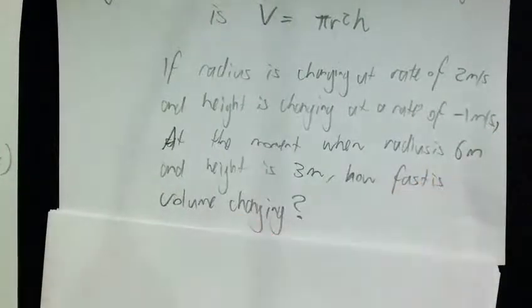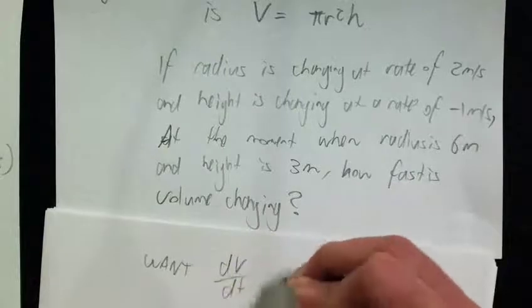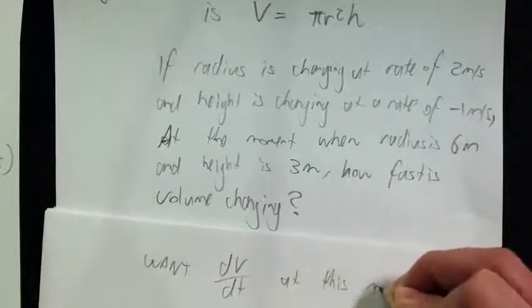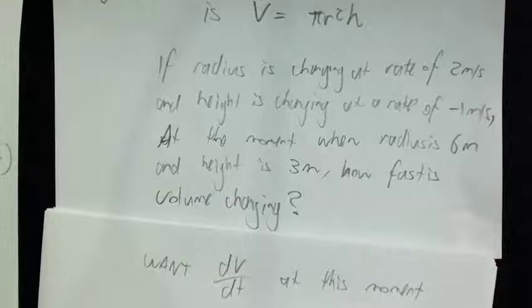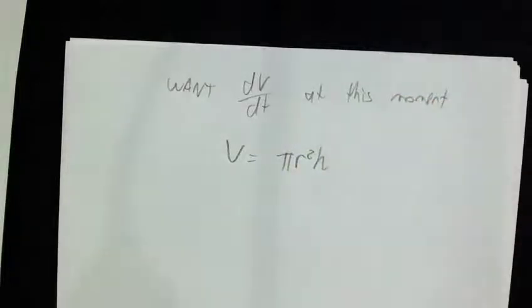When you're faced with any problem, one of the first things you should do is figure out what the goal is. How fast is volume changing? Cool, that's dV on dt. That's what I want at this moment, dV on dt. Okay, so my original formula is pi r squared h, and I want dV on dt. All right.